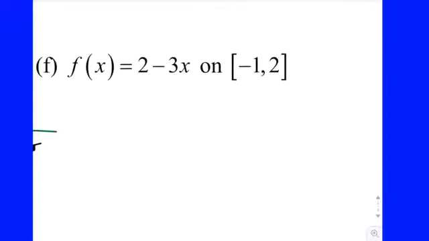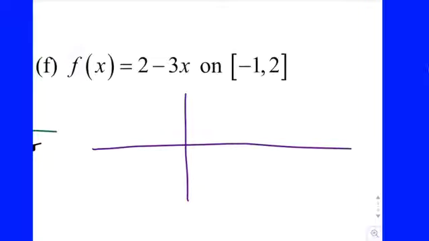Okay, how about this fella? 2 minus 3x, we have a closed interval. What can you tell me about the graph of this guy just looking at the equation? It's linear, right? The y-intercept is 2, and the slope is down 3, right 1, so something like that. We'll just connect the lines like that. All right, that's a good enough sketch, right?